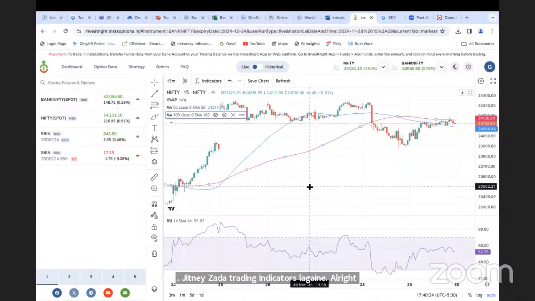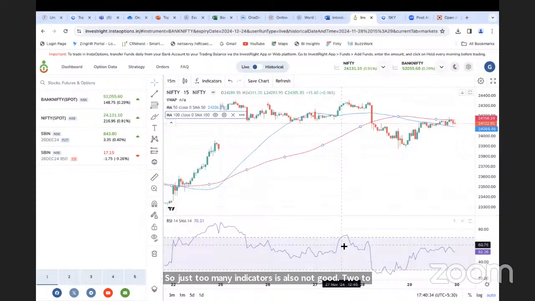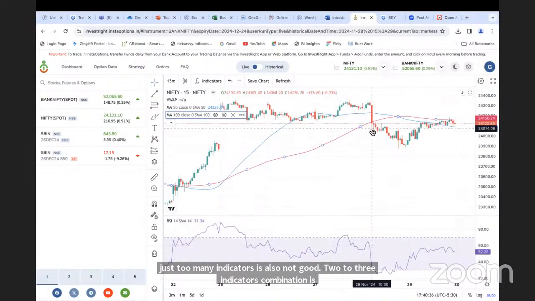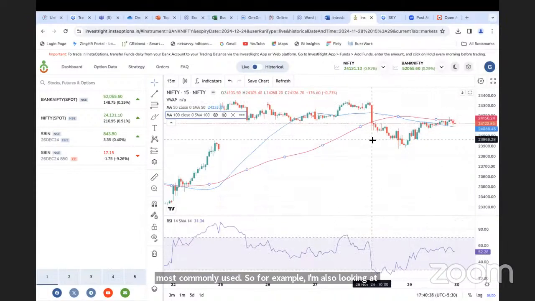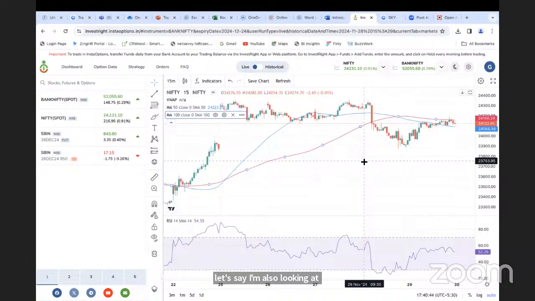All right, so just too many indicators is also not good. A combination of 2 to 3 indicators is most commonly used. So for example, I'm also looking at RSI, I'm also looking at two of the moving averages, or let's say I'm also looking at Super Trend, for example. Okay, so that's how we can make the combination.